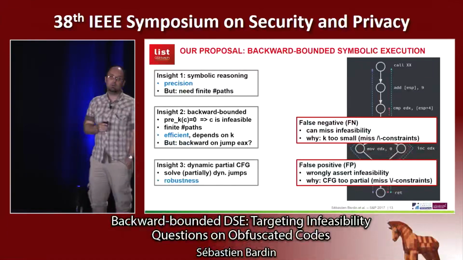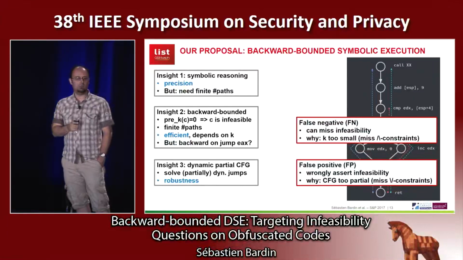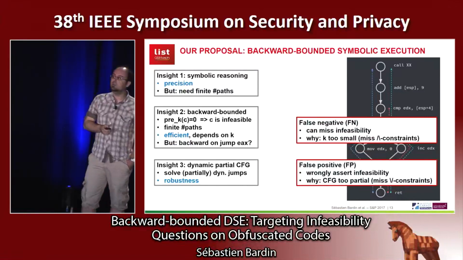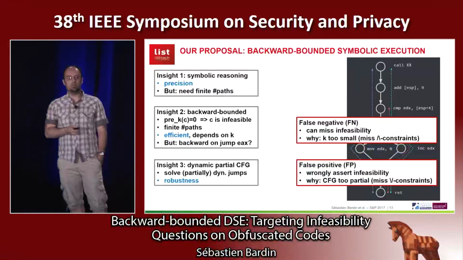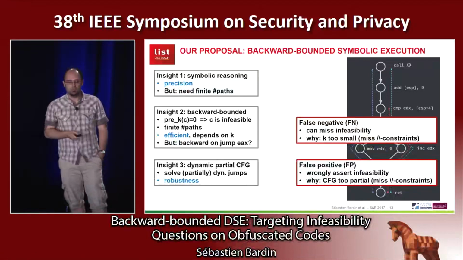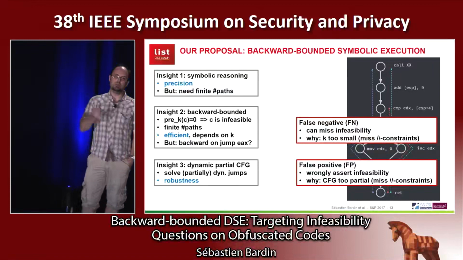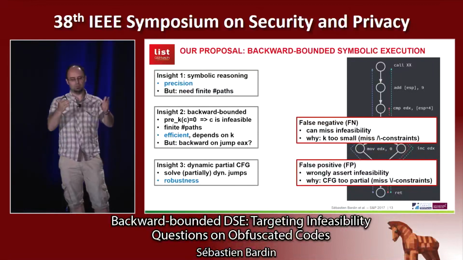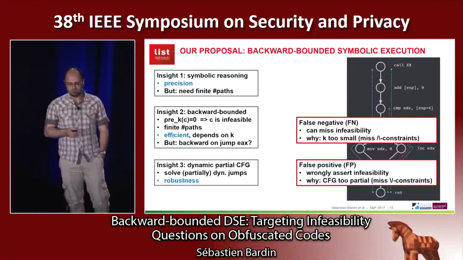But here we can also have false positives. This is more original. So it means that we can wrongly assert infeasibility. Why is that? Because the control flow graph can be too partial, and in some way, we will miss some suffix. It's kind of missing some disjunctive constraints. So we can prove that something is empty just because we have missed some suffix.